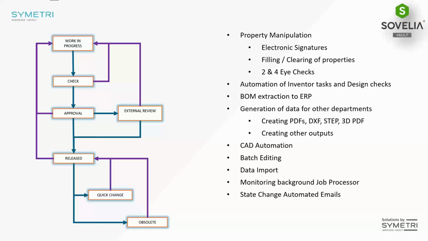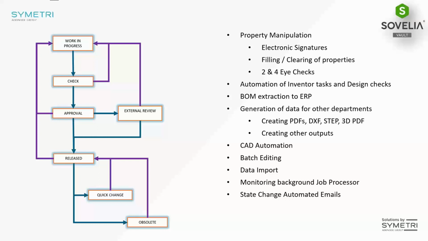Generating of other file formats. So again, when we release a file, we may need to trigger the creation of a PDF, the creation of a DXF for a laser cutting machine, the creation of a STEP file to send to another client or so on, and creation of maybe something like a 3D PDF. And of course, there are other file formats available. Anything you need, we could take a look at if it's not already there in the drop-down list within the package itself.